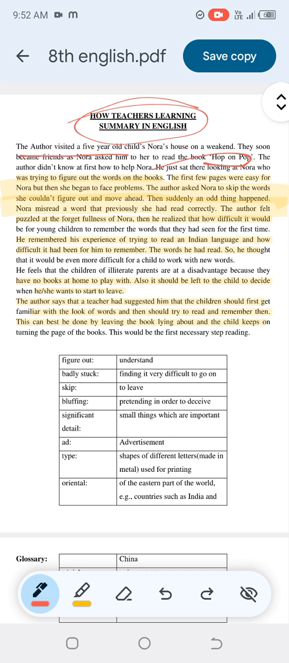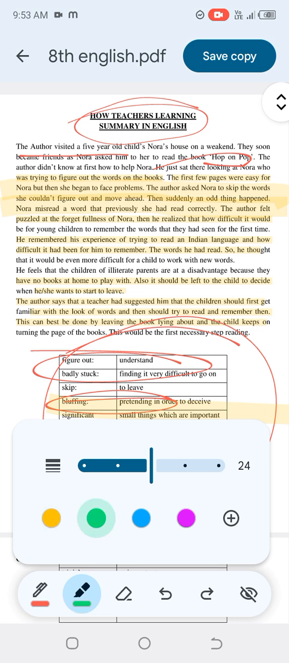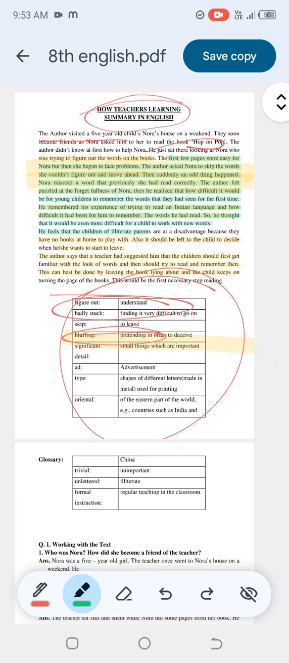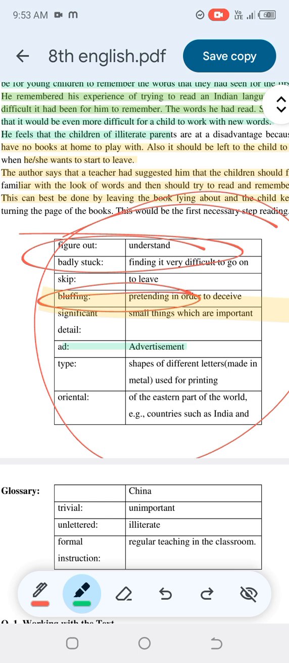Okay, then there are some glossaries, so we will read. First is figure out, means understand. Second is badly stuck, means finding it very difficult to go on. Then is skip, means to leave. Then is waffling, means hesitating in order to decide. After that is significant. Significant means small things that are important. Then is ad, means advertisement. Type means shapes of different letters used for printing.